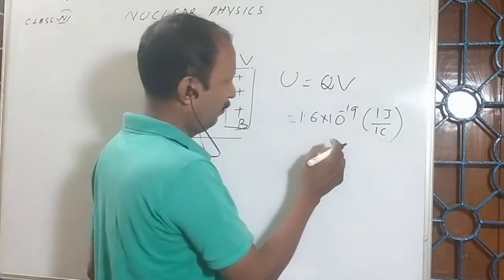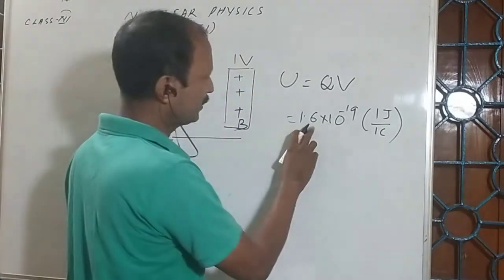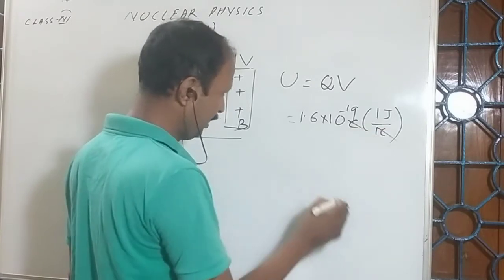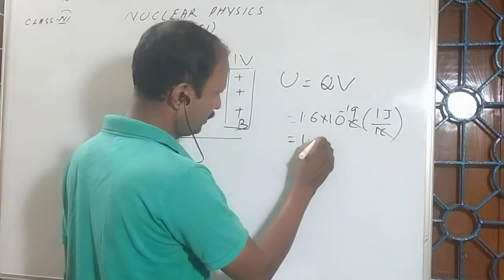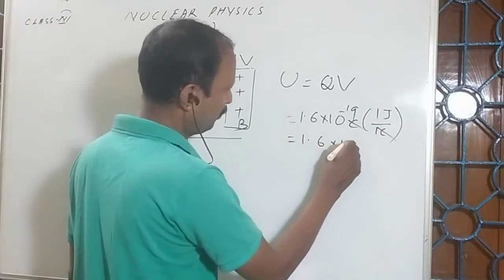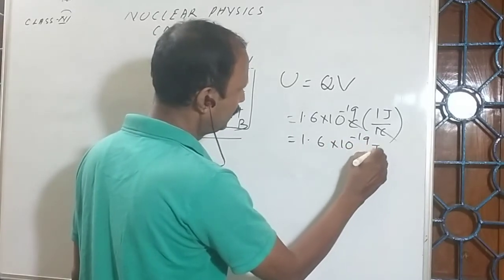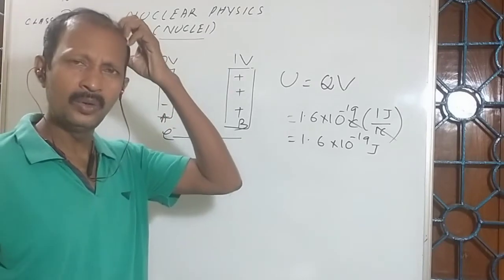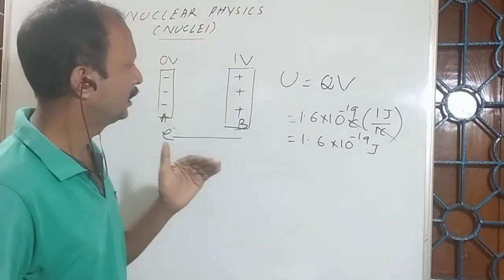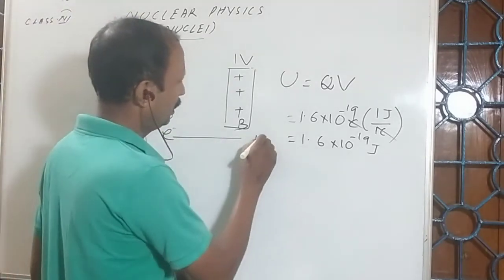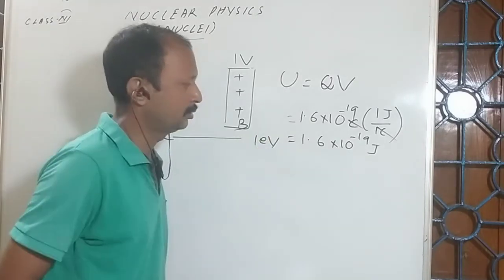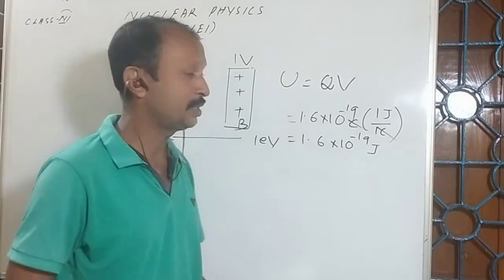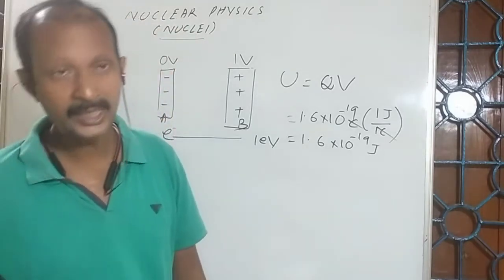So, 1.6 × 10^-19 coulomb times 1 joule per coulomb, the coulomb cancels, so I can write 1.6 × 10^-19 joule. That is equal to 1 electron volt. So 1 electron volt is equal to 1.6 × 10^-19 joule.